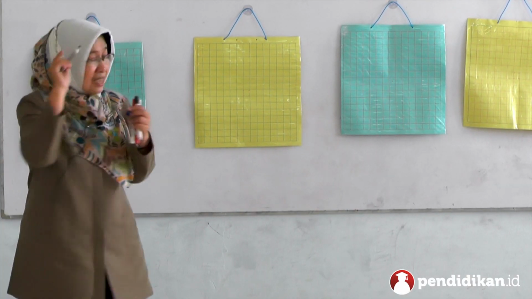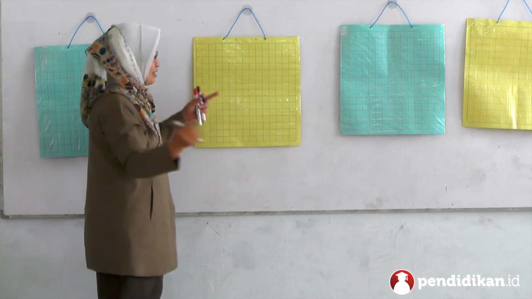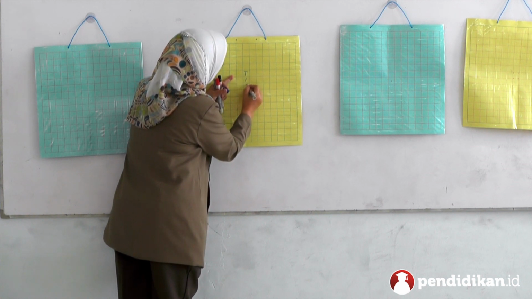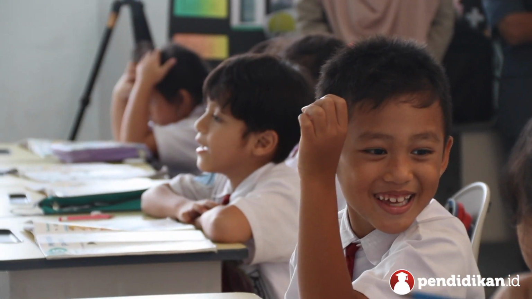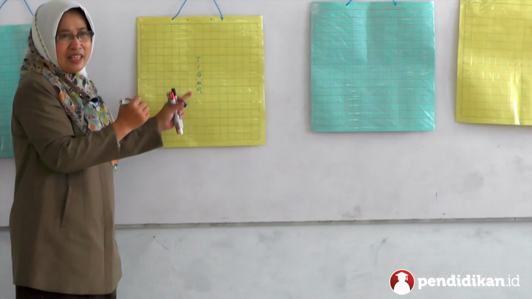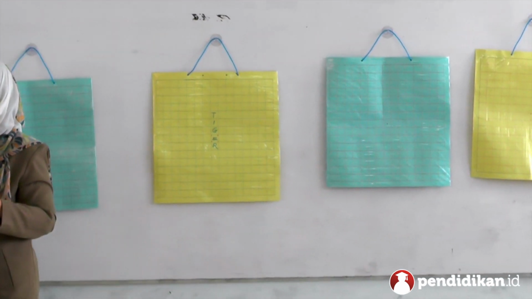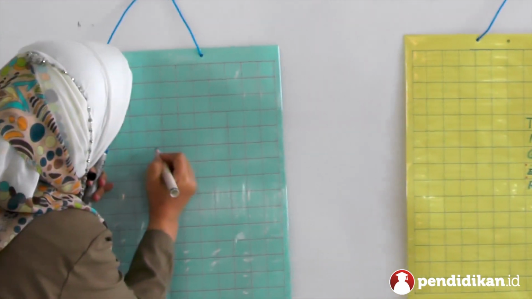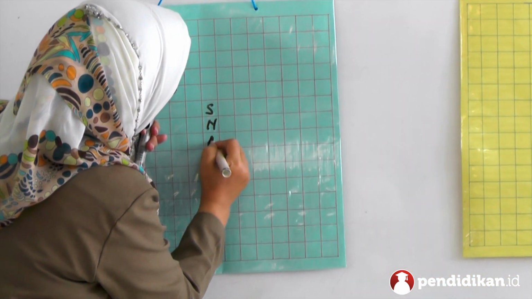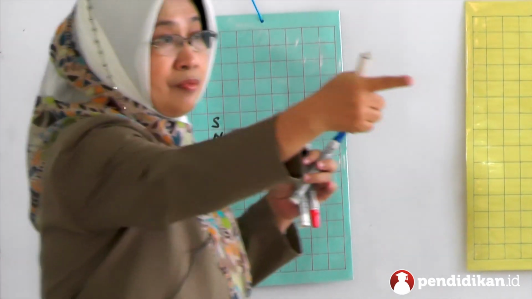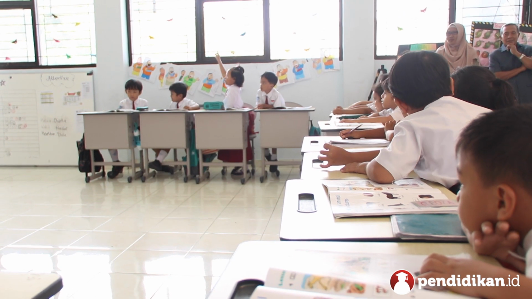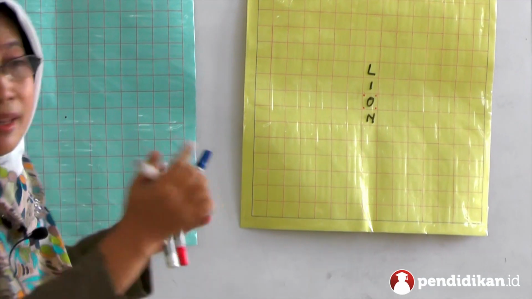Apa nama binatang yang kamu ingat? Tiger. Okay. Lion. No, listen. Lion. Have a look here. Tiger. So you write it like this, for example. T I G E R. Tiger. Okay. And then this group. Snake. So you write it here, for example. Camel. Good.